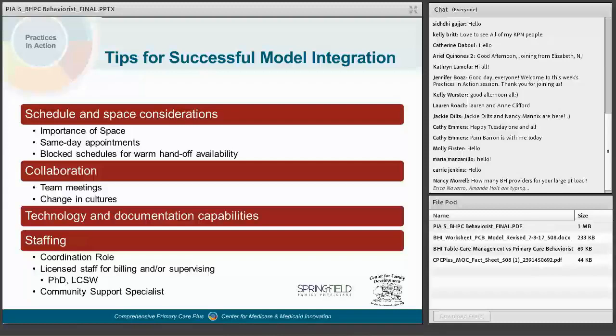And so they switch throughout the day so that they both have an opportunity to do the warm handoffs and same-day appointments, and then they also both have the opportunity to do follow-up visits.